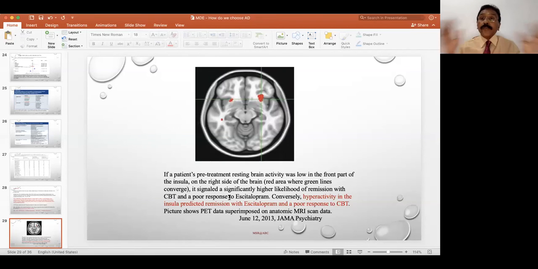It looked wonderful, like we have got a biomarker. You do a fMRI scan, and see that right side insula, if it is the anterior part, if it is hyperactive in the resting state, this patient with MDD is going to respond better to escitalopram. If it is hypoactive, he responds better to CBT. This is one of the findings.